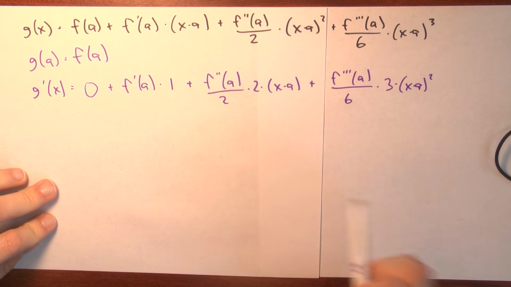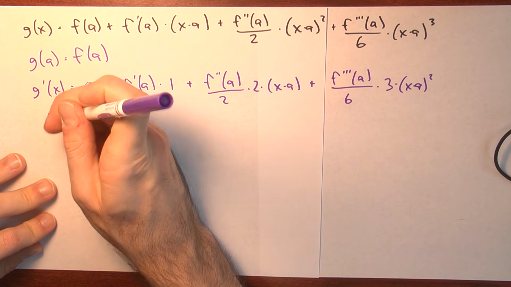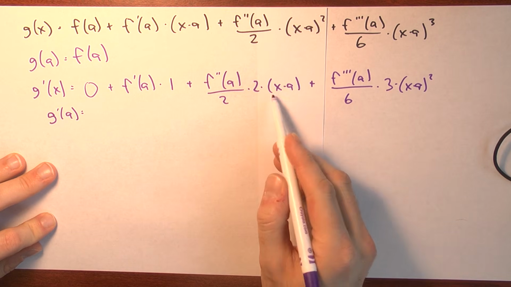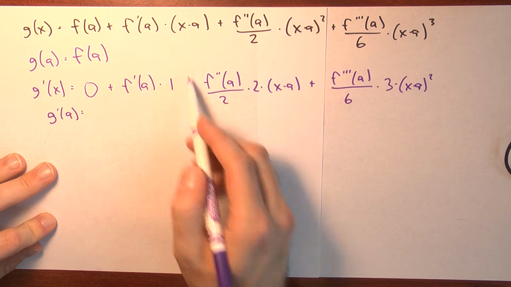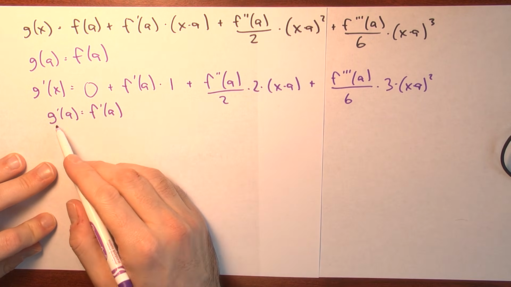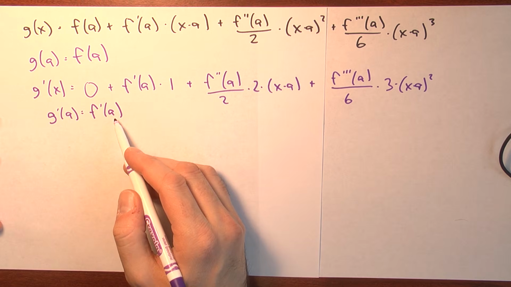And now what happens if I plug in a? What is g prime at a? This term and this term both have an x minus a, so they die. The only thing that survives is this. So the derivative of the function g at the point A is the same as the derivative of the function f at the point A.